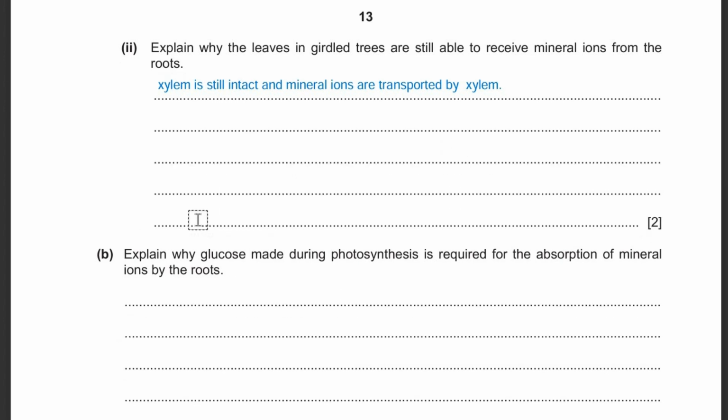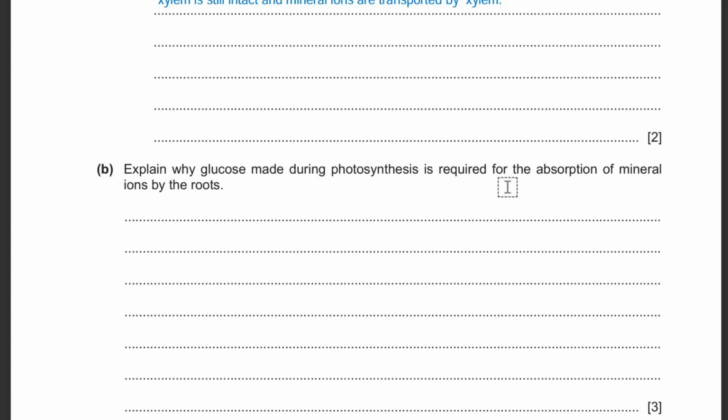Now, part B says, explain why glucose made in photosynthesis is required for absorption of mineral ions by the root. Glucose that is made during photosynthesis is used during aerobic respiration to release energy. We're not going to use the word produce, we will use the word release energy. ATP is produced in aerobic respiration, which requires glucose supplied through photosynthesis. Then this ATP is required for the active transport of the mineral ions from low to high concentration.